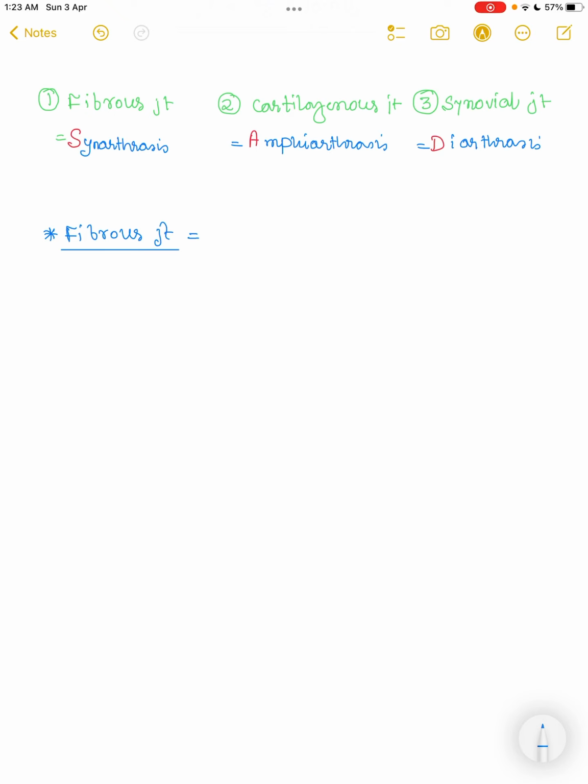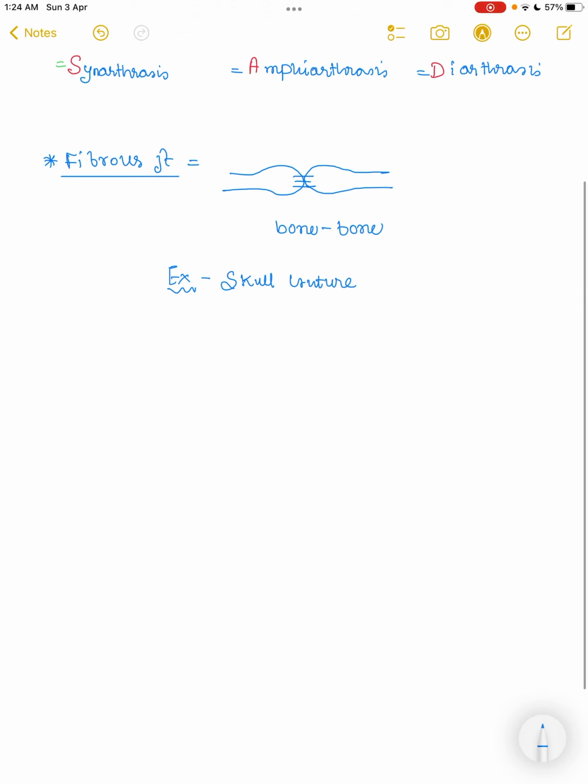Firstly, a fibrous joint is simple: if this is a bone, and this is the bone, this is the joint. Okay, bone to bone. What are the examples? Firstly, the skull bones, that is the skull sutures, such as between the parietal bone and frontal bone. The skull sutures are fibrous joints, and obviously these are immobile.